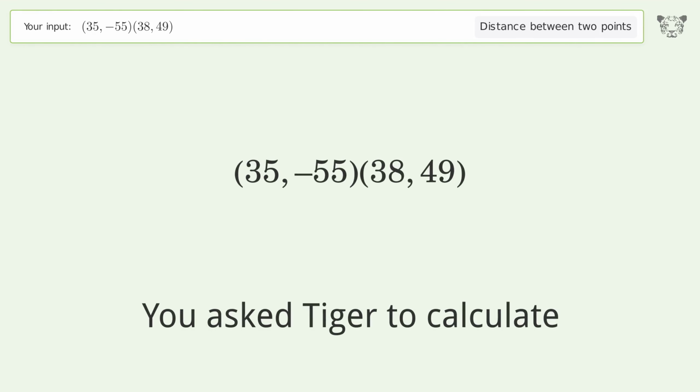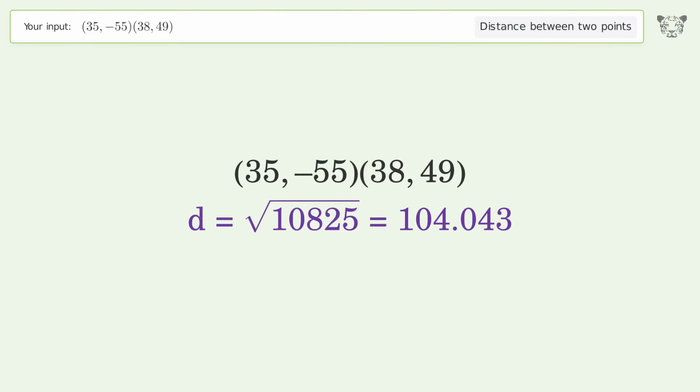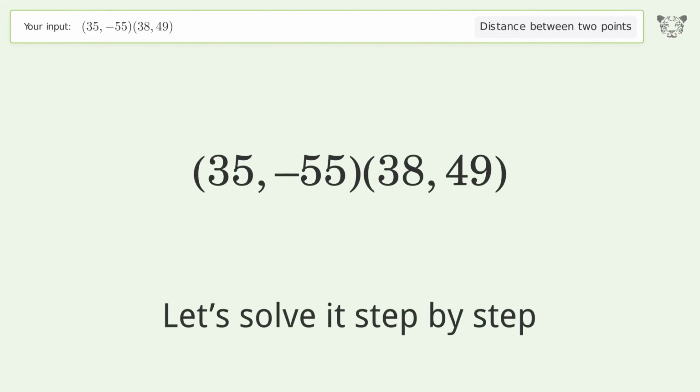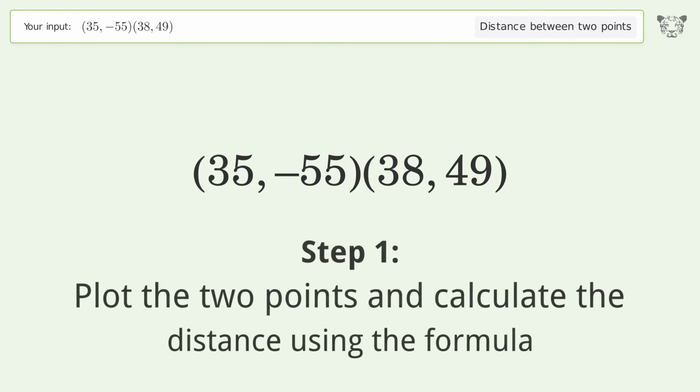You ask Tiger to calculate. This deals with the distance between 2 points. The distance between the 2 points is the square root of 10,825, or 104.043. Let's solve it step by step.